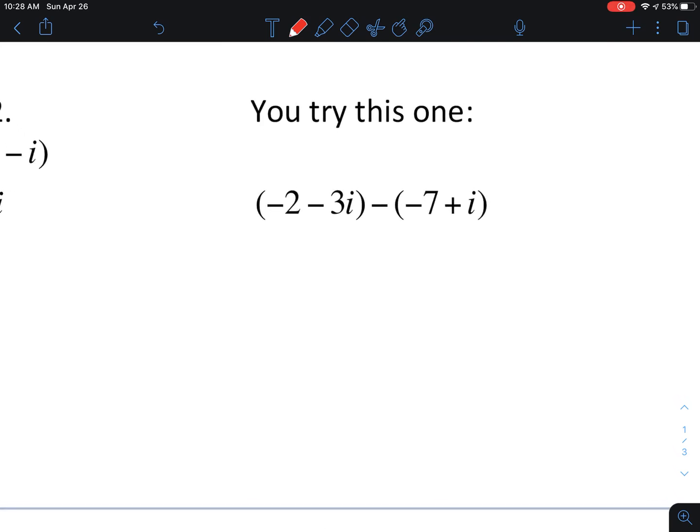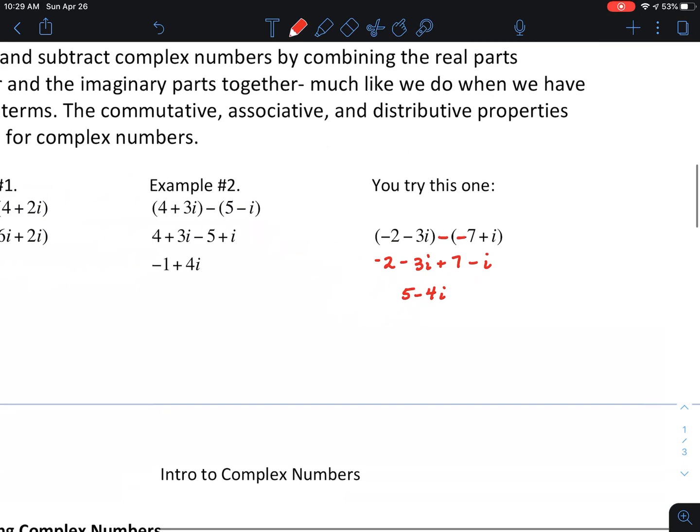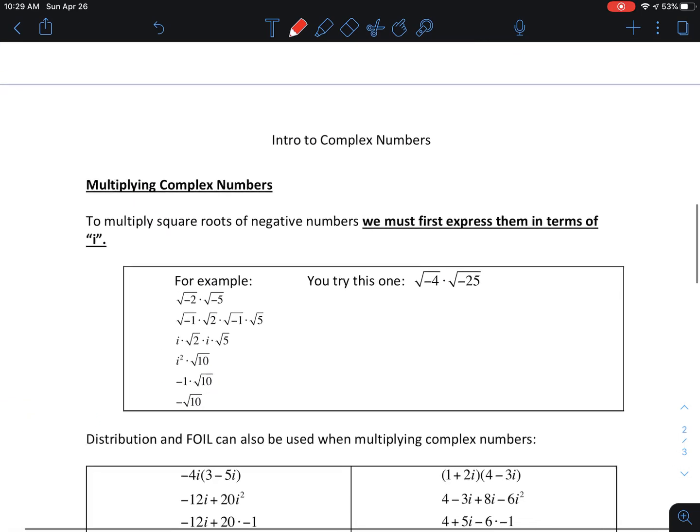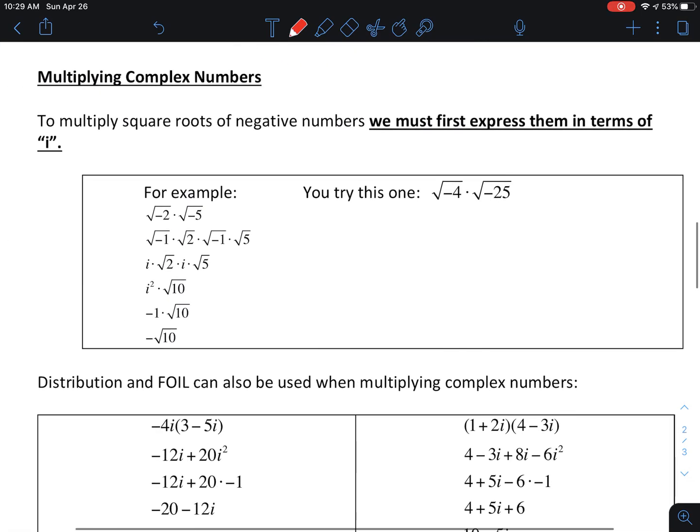So remember, we have minus the negative here. So we're going to have to take care of that, which means we have negative 2 minus 3i, and then minus negative 7 is plus 7, and then minus positive 1i is minus i. So combining our like terms, negative 2 plus 7 is 5, negative 3i minus i is negative 4i. So when it all is said and done, we get 5 minus 4i. Pretty simple, right?